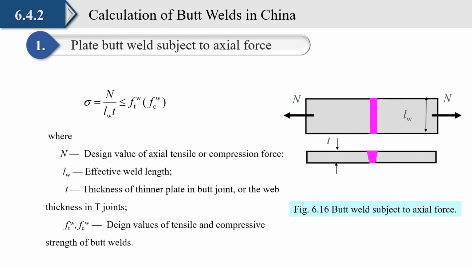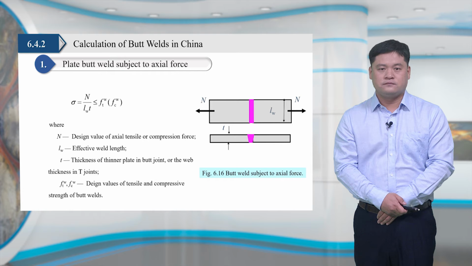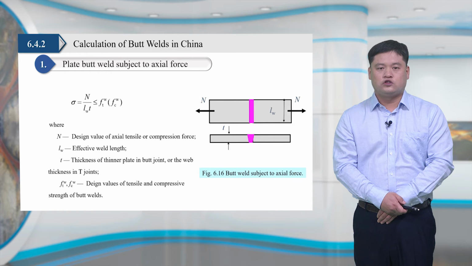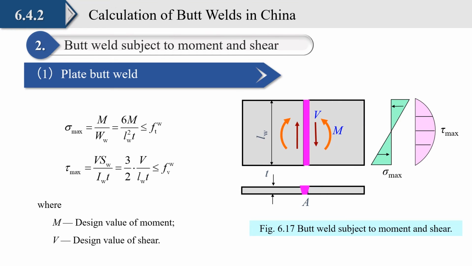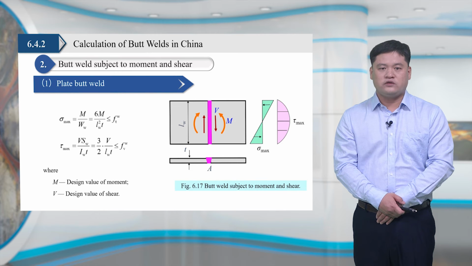For axial force, the stress of butt weld is equal to the ratio of axial force to the effective area of weld. The effective area of the weld is equal to the product of the effective length of the weld and the thickness of the weld. The design values of the tensile and compression strengths of welds have been listed in the Standard for Design of Steel Structures, GB 50017-2017 in China.